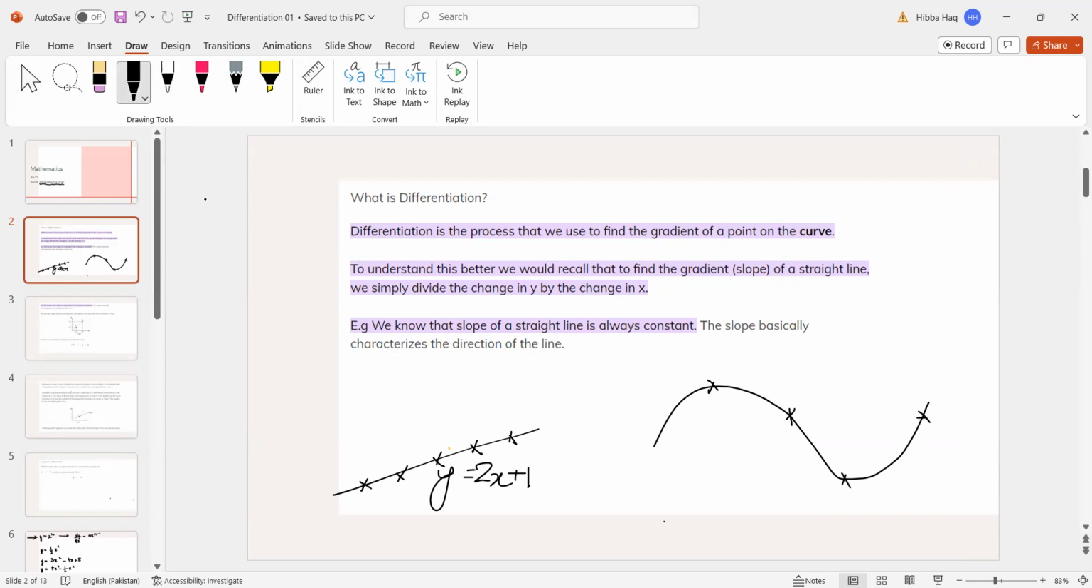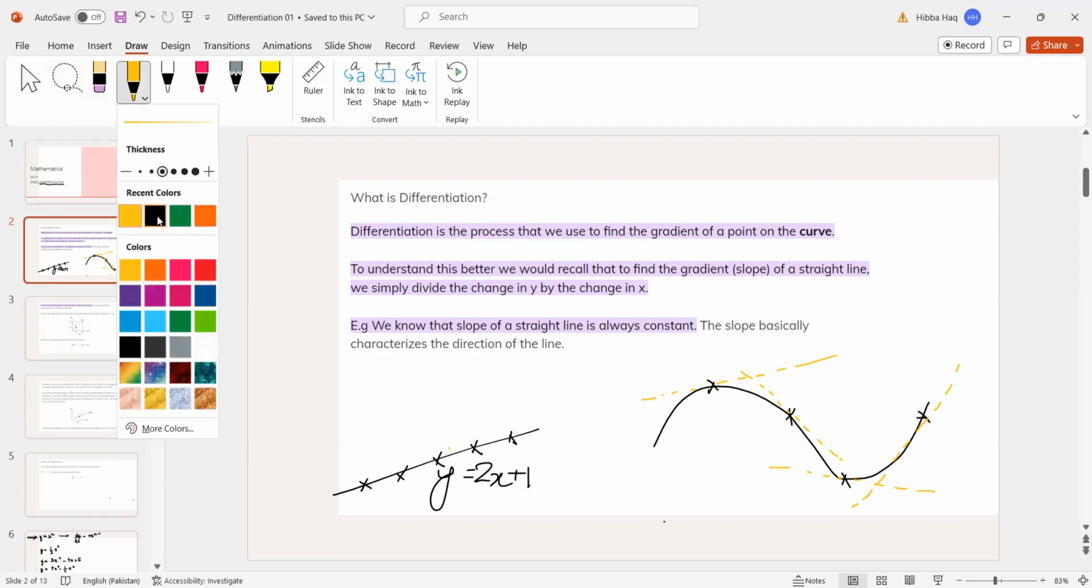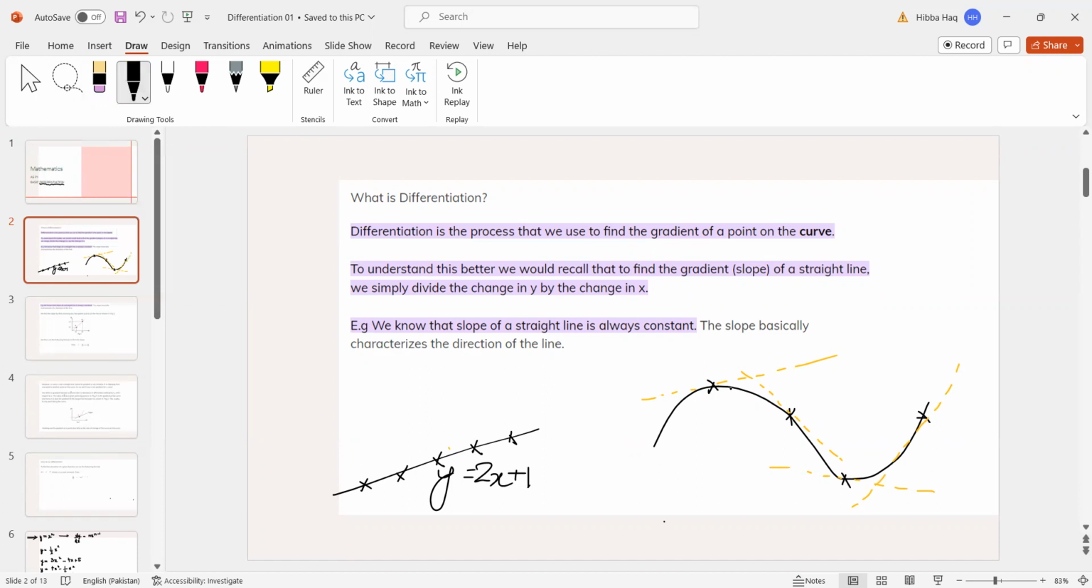Why? Because when you're finding the gradient here, you need to find the gradient at this specific point. At this point, there's no straight line. So what you do is draw a tangent over here and find the gradient of this tangent line. This tangent line is going to be different for each point. You can see that we're getting a different slope for each of these points. Therefore, you're going to get a different gradient for each point.